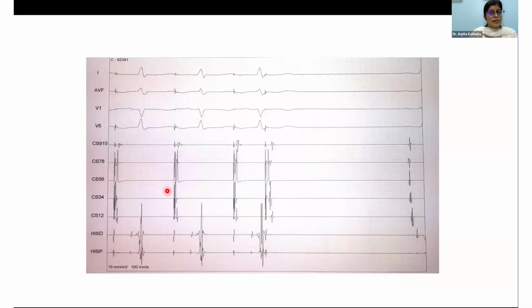Now another case, here also the pacing spike followed by a deflection in the CS A wave. That means we are pacing the atria.